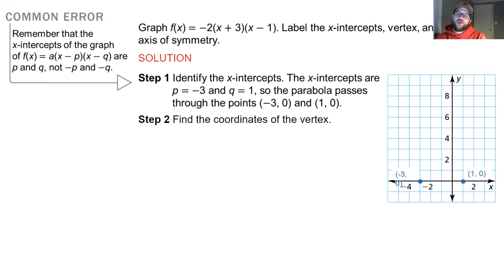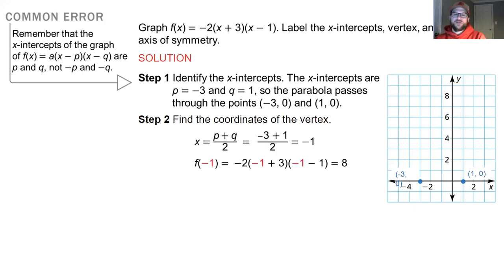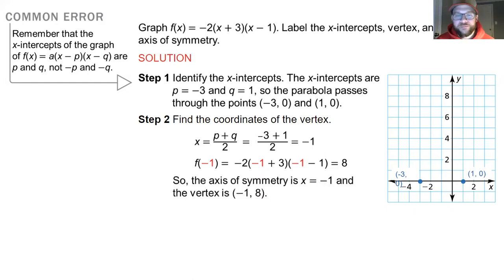Then we're going to find the coordinates of the vertex, which means we're going to take the average of our p and q to find the x value, or the axis of symmetry. So -3 plus 1 divided by 2 is -1. Then evaluate in our original quadratic, plugging in -1 to get 8. So your vertex is the coordinate point (-1, 8).